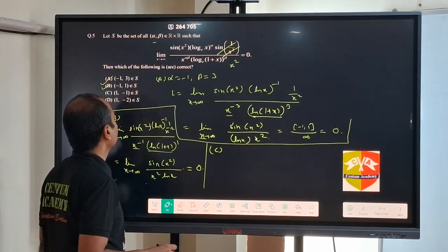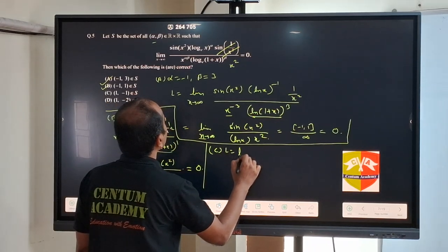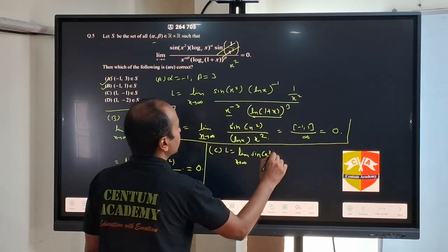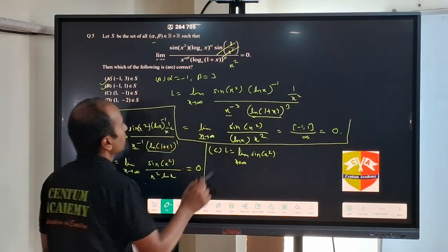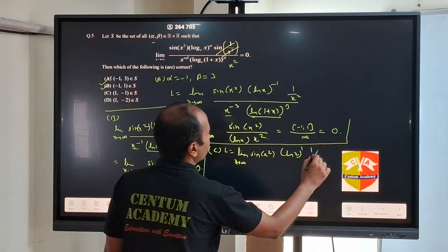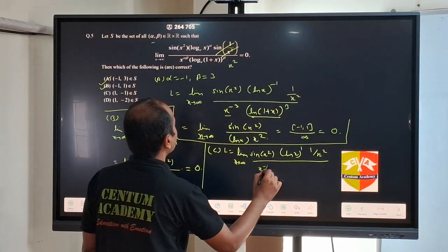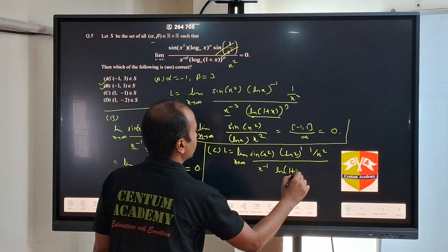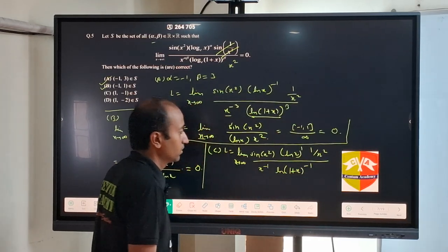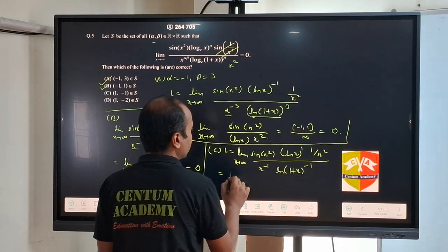If I put alpha as 1 and beta as minus 1, what will happen? So L will be limit x tends to infinity sine of x square. Now this will become ln of x power 1, and this will become 1 by x square only, and this is x power minus 1 again, and ln of 1 plus x whole power, this time we have alpha, beta is minus 1.